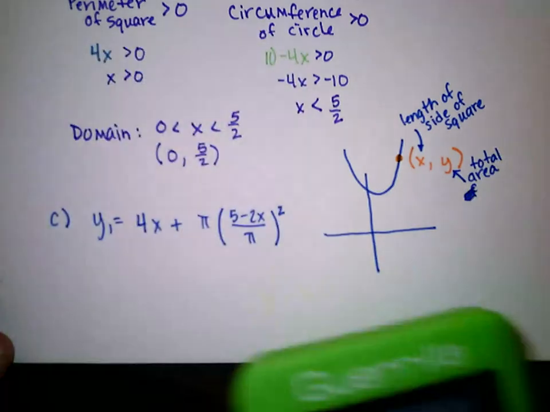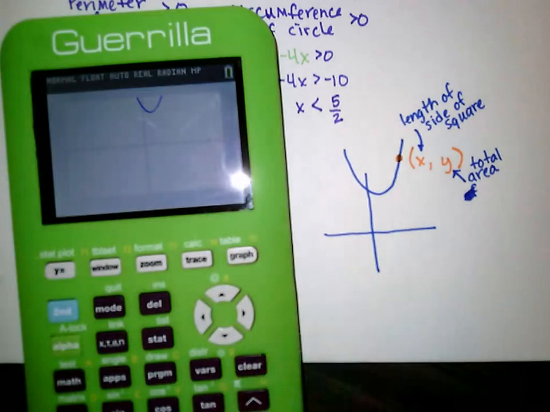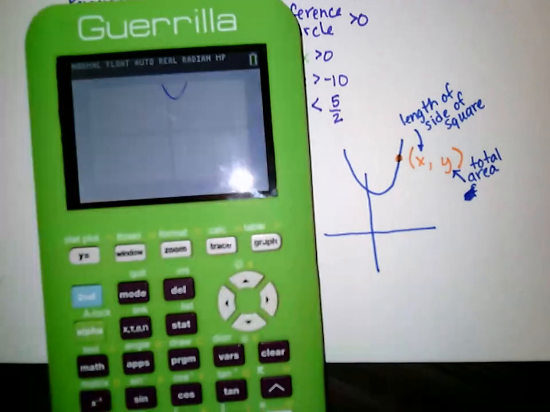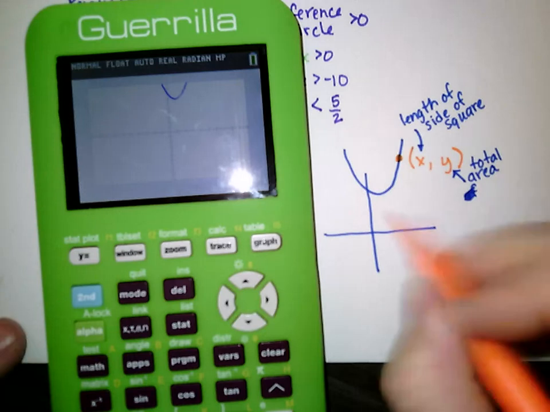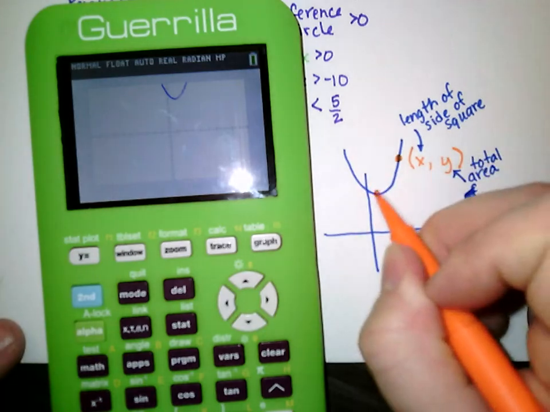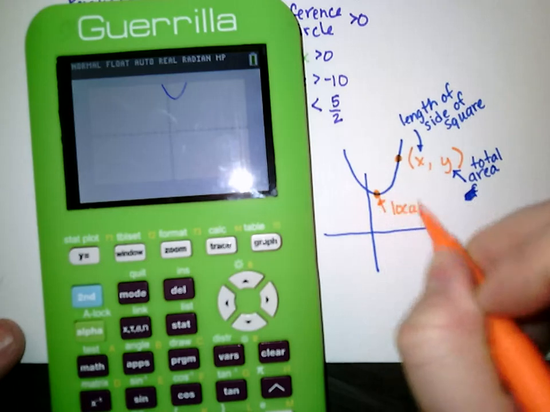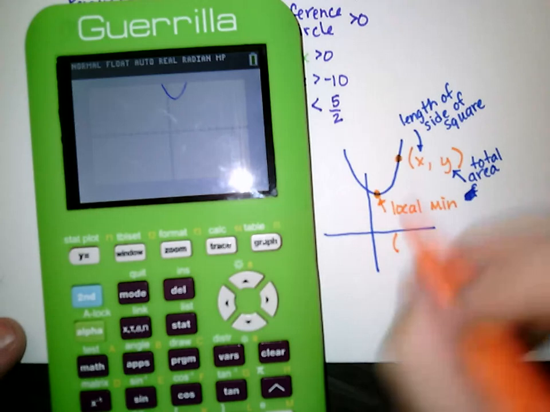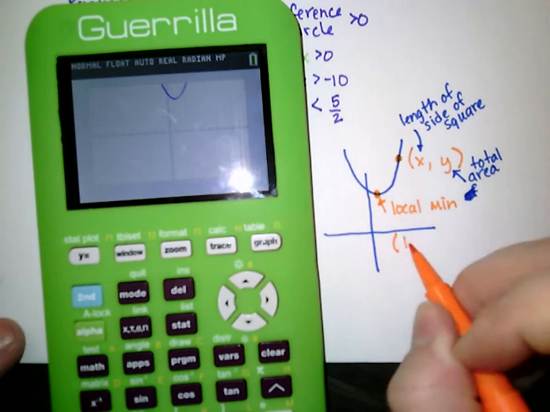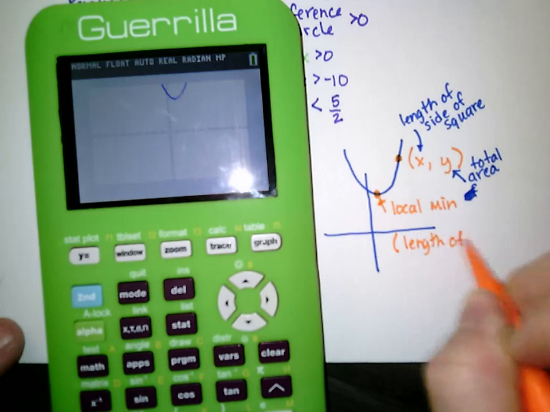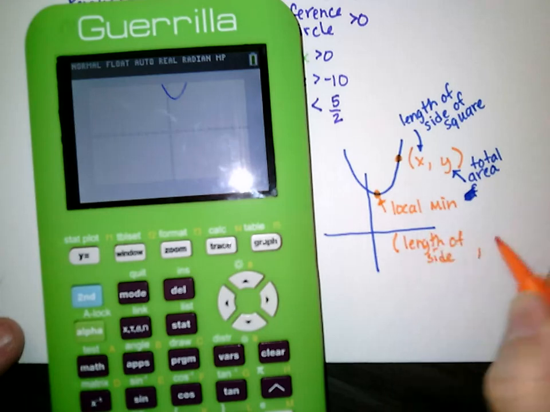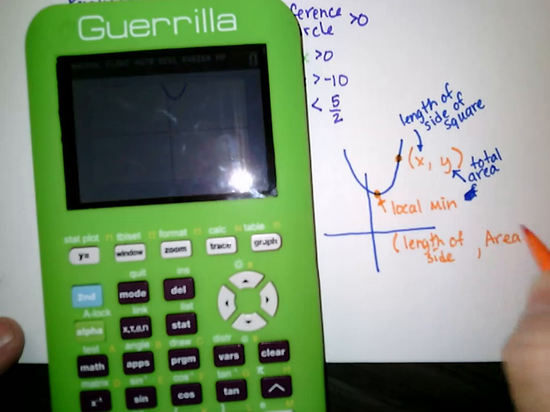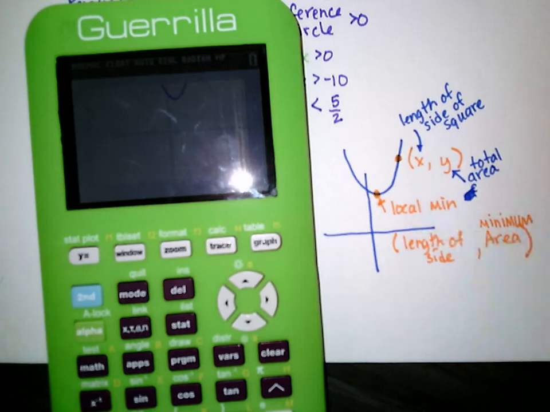And so they're asking us in part C, for what value of x is A the smallest? Since A is our y value, the smallest y value on this graph is going to occur right here at the local min. And that ordered pair is going to be the length of a side of the square, comma, area enclosed, but this area is going to be the minimum area, specifically at that local min.